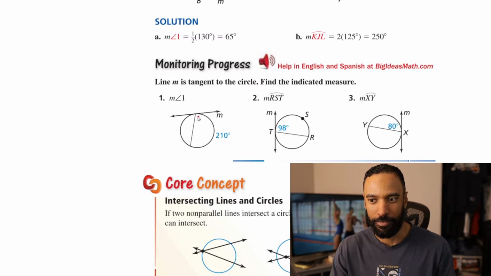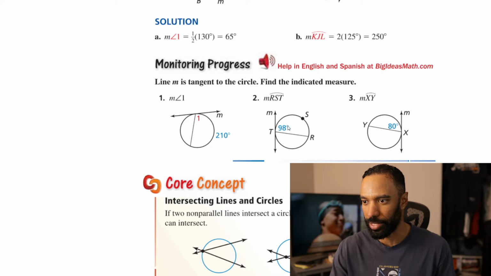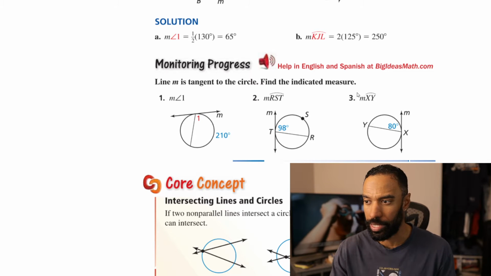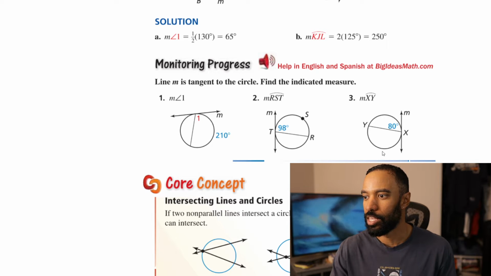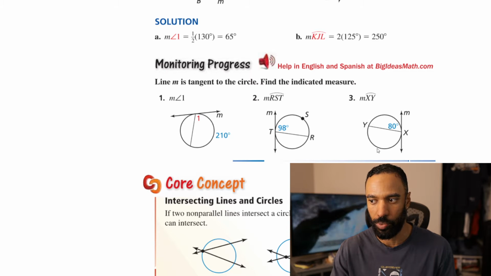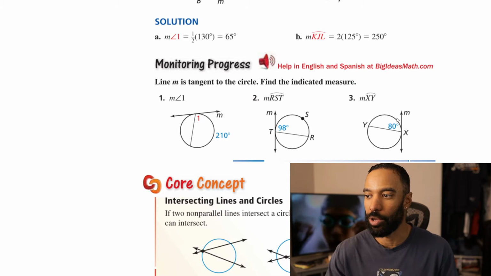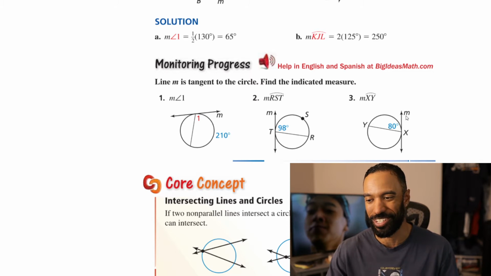Measure of angle 1, half of that is 105 degrees. RST is this guy, so doubling the 98, you get 196 degrees. Measure of XY, this one is the opposite side of it, so you can either double this to get 160, subtract 360 minus 160 and get 200, or find its supplement as a linear pair of 100 degrees, double that to get 200. Oh, XY, I'm sorry, they wanted the minor arc, so 160 degrees.